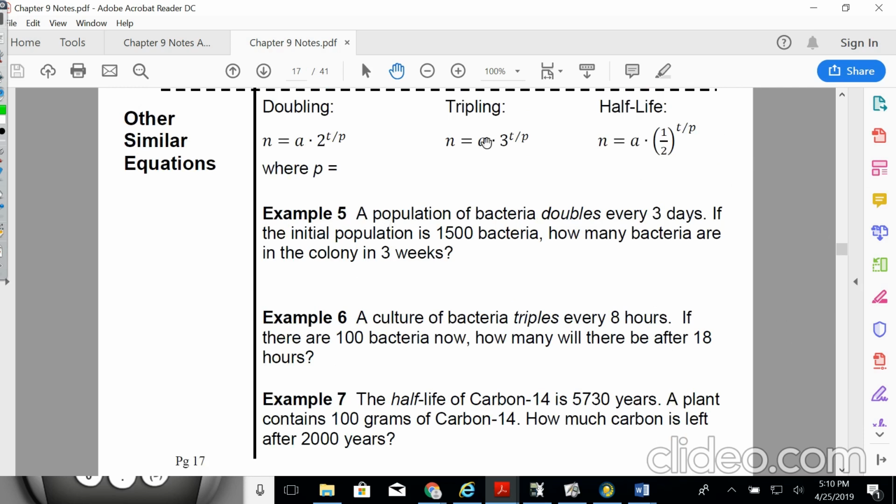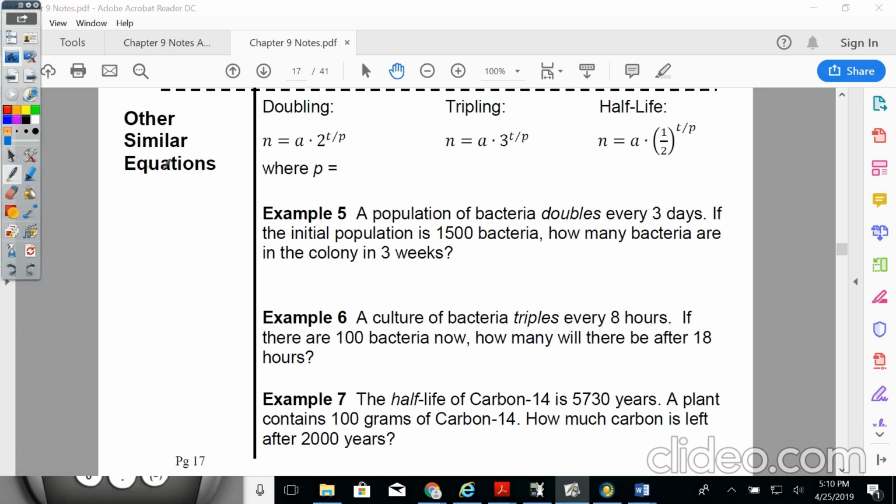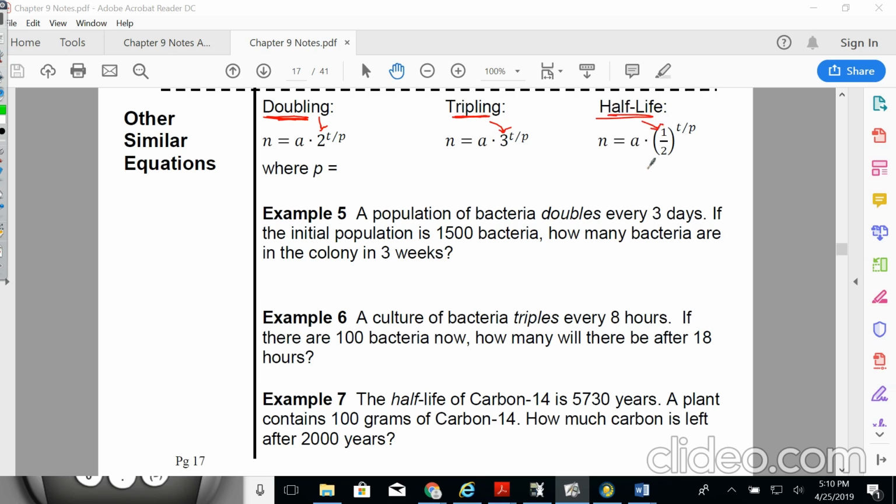So notice a lot of these are the same values. The A is your initial amount. We don't have an R value because for doubling, the base is 2. Tripling, the base is 3. And half-life, the base is half. The part that is different is the P value. P is the period that it takes for the number to triple or to double or to cut in half. So P for all of these, the exponent, is how long does it take to double? How long does it take to triple, and how long does it take to be cut in half?